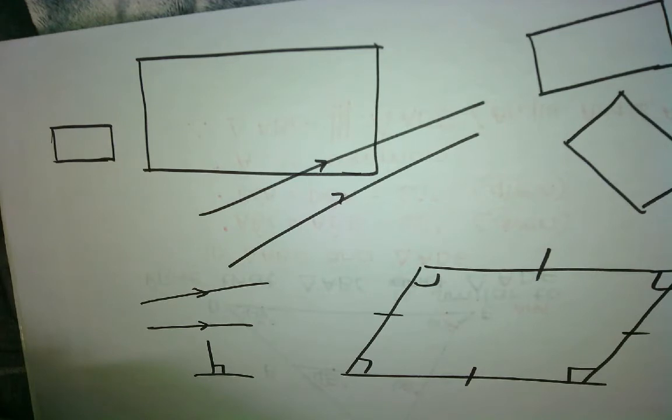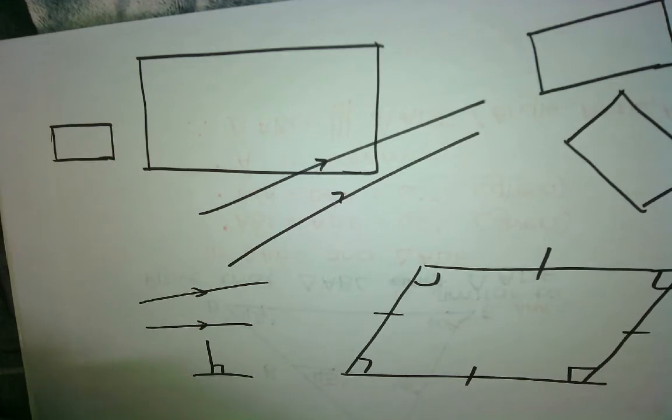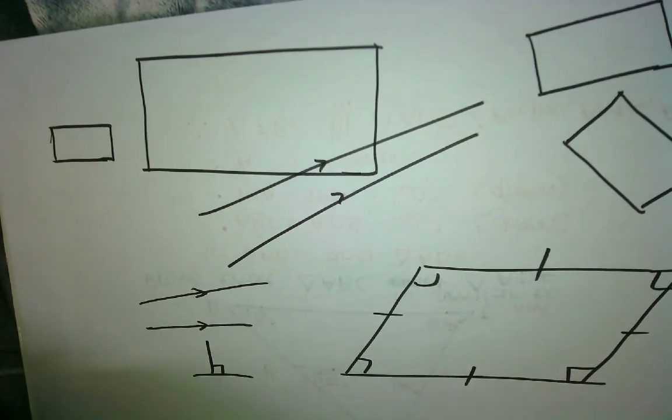Okay, 1.3, a 4-sided shape, quadrilateral, with only one pair of opposite sides parallel. That is called a trapezium. I hope you got that. It's called a trapezium. Okay.